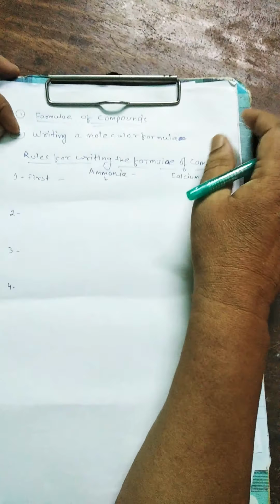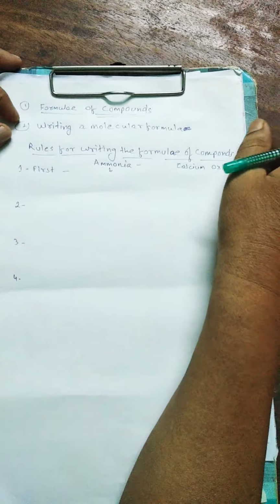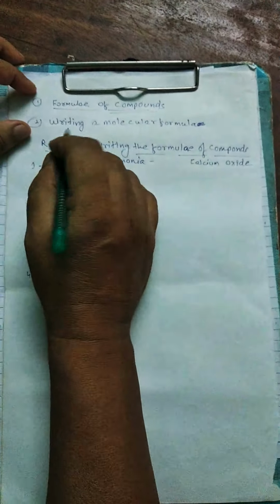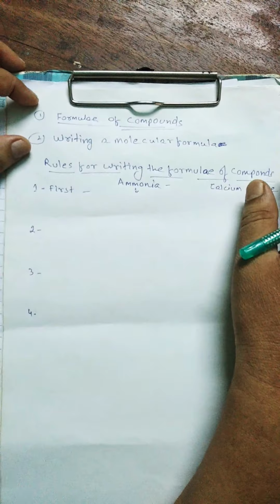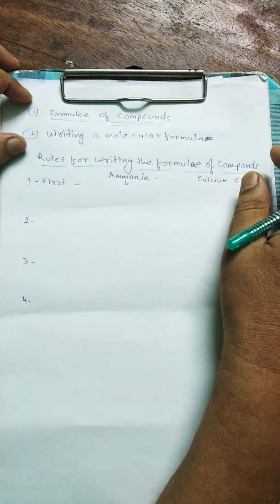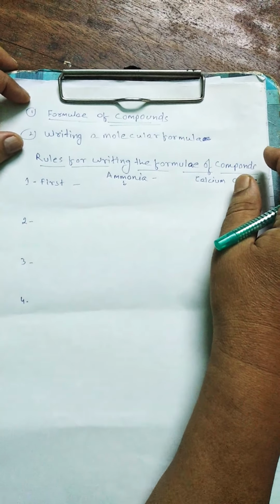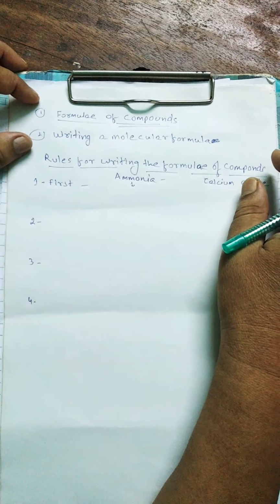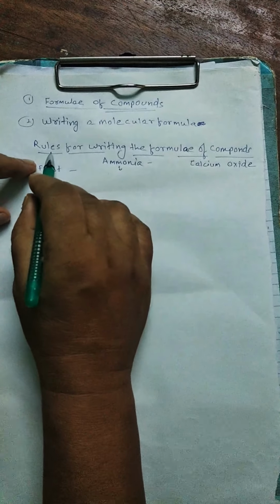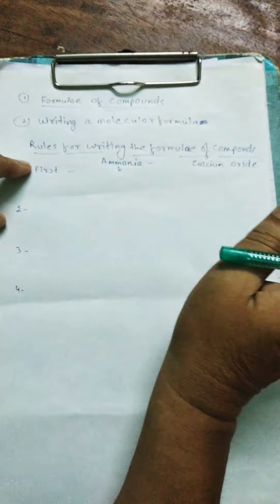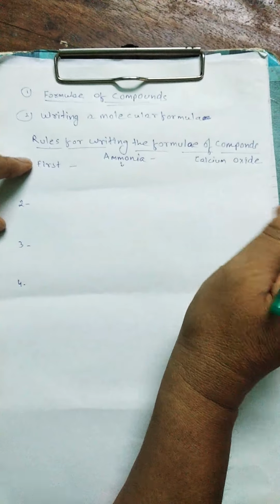Then, writing a molecular formula. How to write the molecular formula of the compound? First, we have to write the symbol of the element in that compound. Second, you have to write the combining capacity of the element, or the valencies. Then, rules for writing the formula of a compound according to our book.